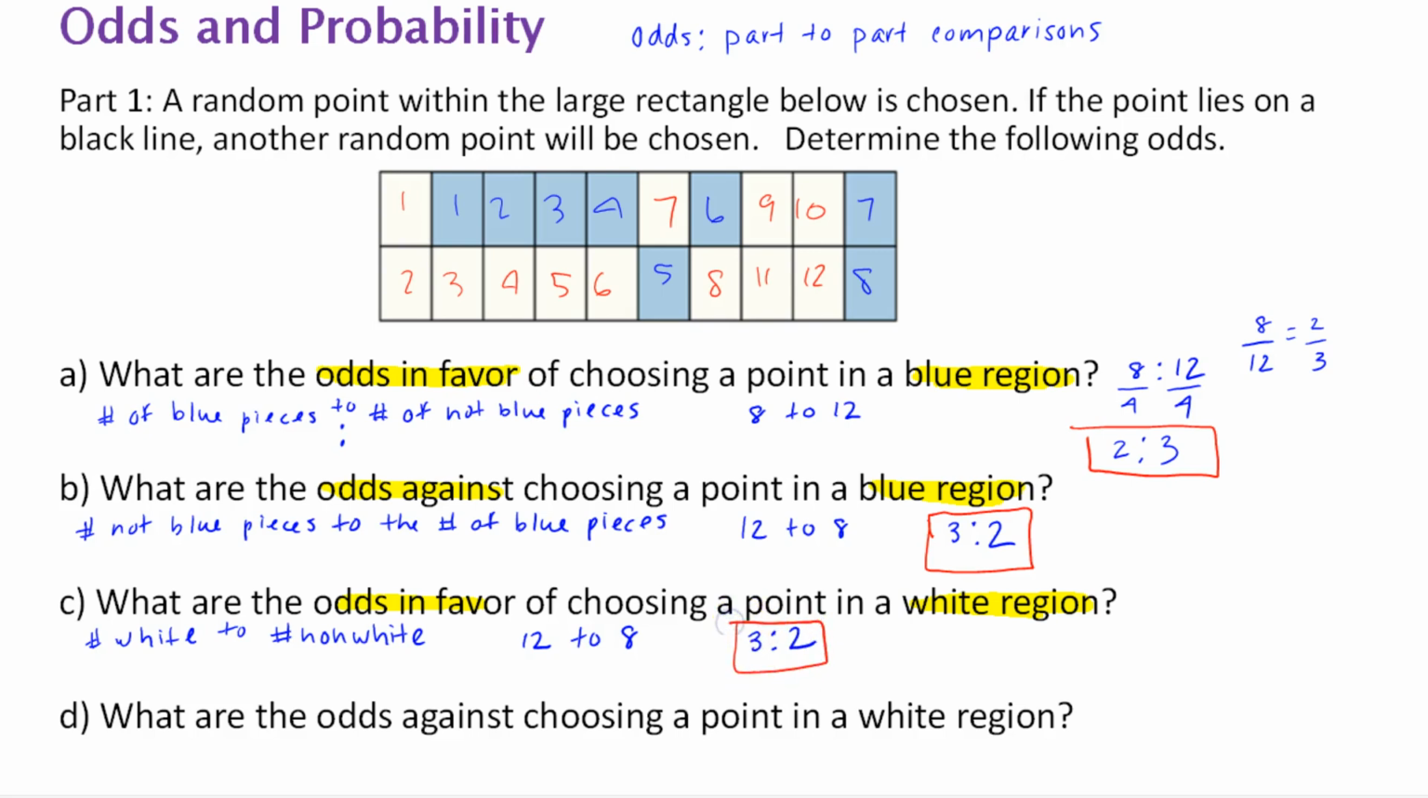And again, you may see what's about to happen with our last one. What are the odds against choosing a point in the white region? Against means we start with not white, so the number of non-white to the number of white. There are 8 non-white and 12 white. So the odds against white are equivalent to the odds in favor of blue, and we get 2 to 3.